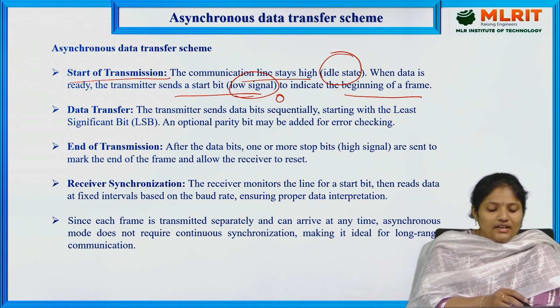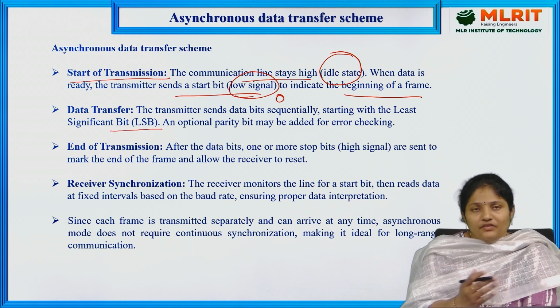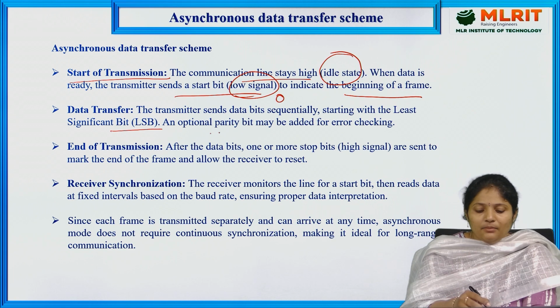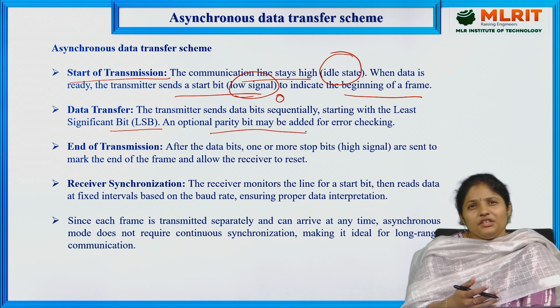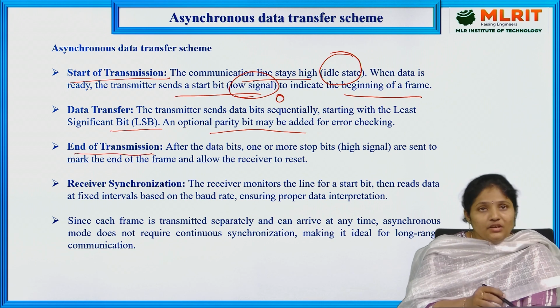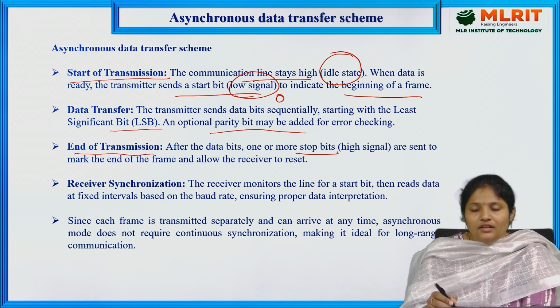Coming to the data transmission, once the start bit has been sent, the data will be moved from least significant bit to most significant bit. If we want to check for errors, you can optionally add parity bits. The transmitter will add the parity bits, and after transmission, the end of transmission will be indicated by the stop bit sent by the transmitter.